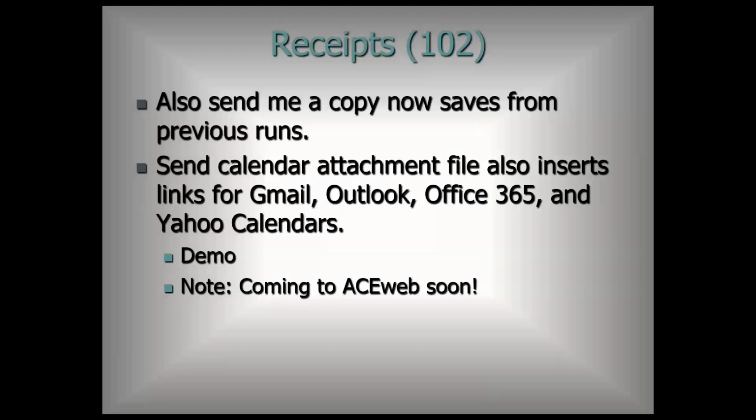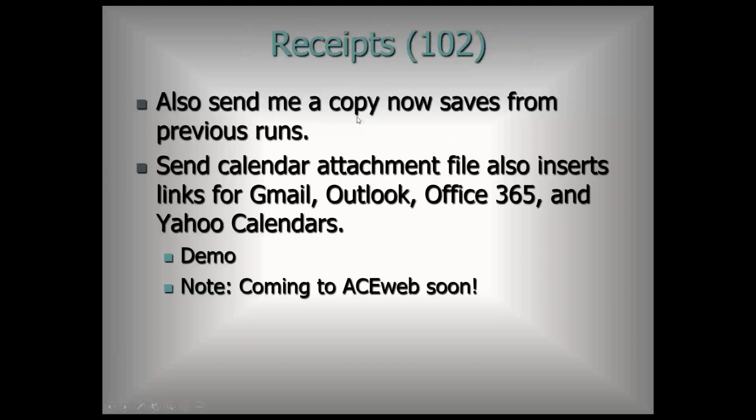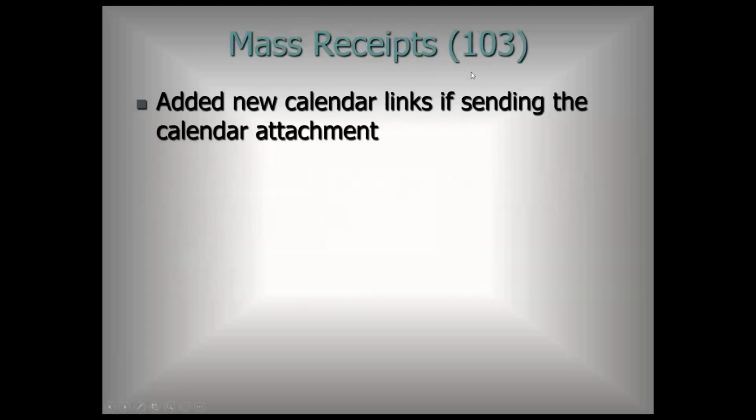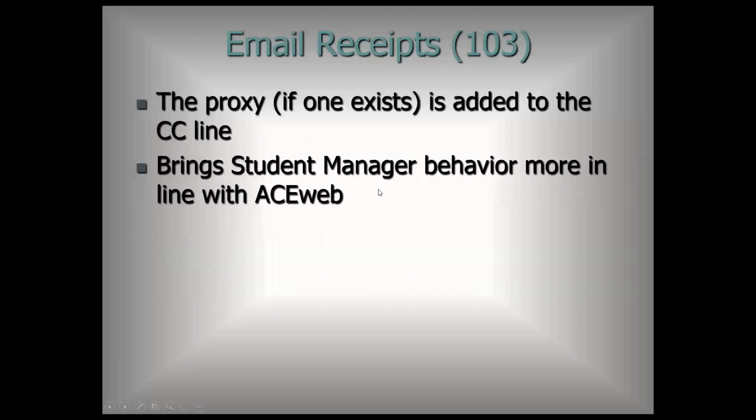The other thing with it is this will be coming to ACEweb soon, and I'll let Stein talk later about just how soon. So now I can go back to talk about Mass Receipts. Mass Receipts also does the same calendar attachments as well, so not just regular receipts. It was added for regular receipts in 102. 103 added it for mass receipts. So that's why it's on two different slides.